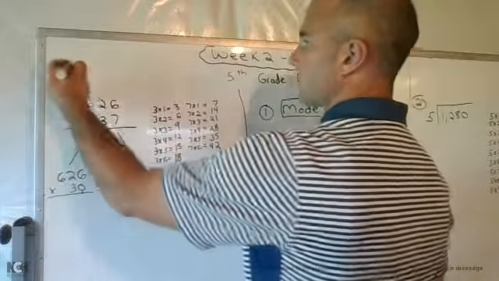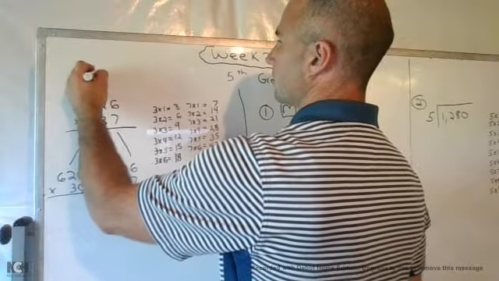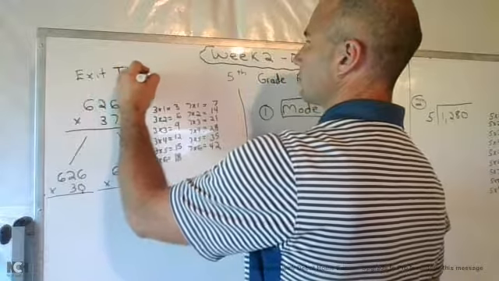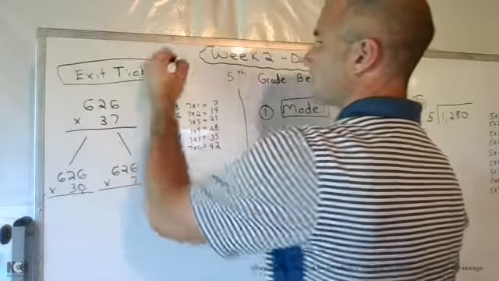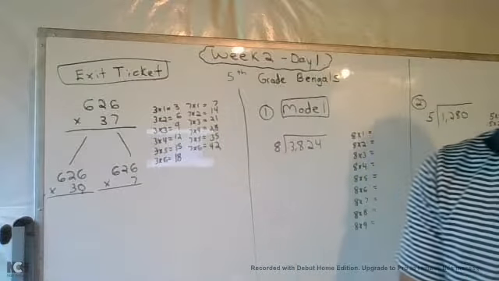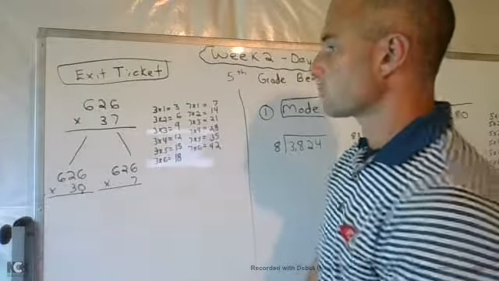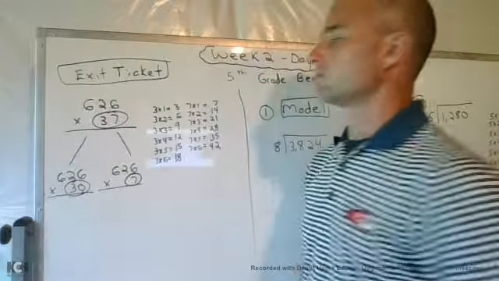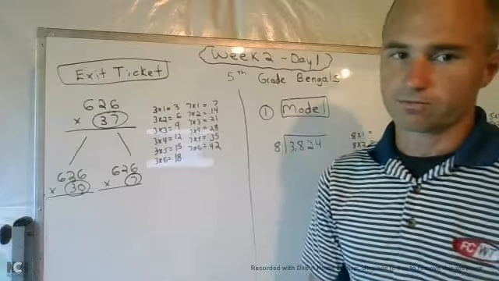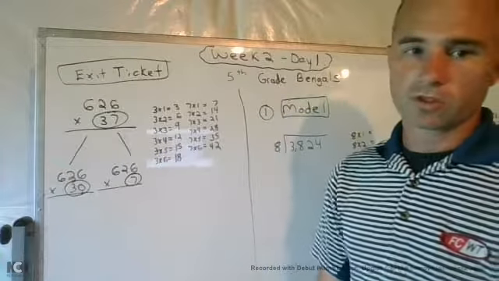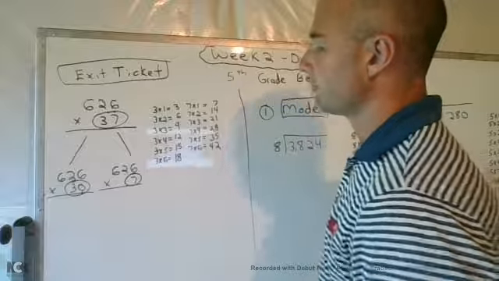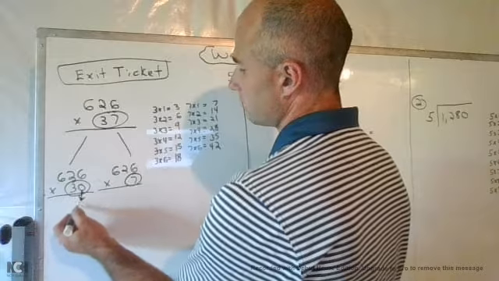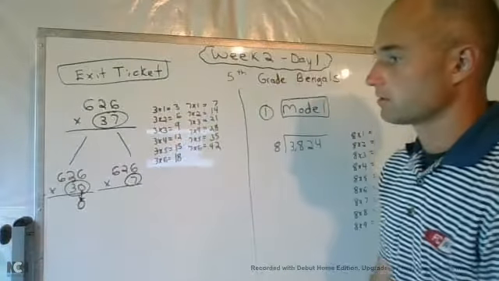Let's go over last week's exit ticket, last Thursday or day 3's exit ticket, which was 626 times 37. So we're going to split up that 37 to be 30 and 7, because most students prefer that strategy. Some may not, but most do. Okay? Then we're going to bring the 0 down. That was something some people forgot last week.